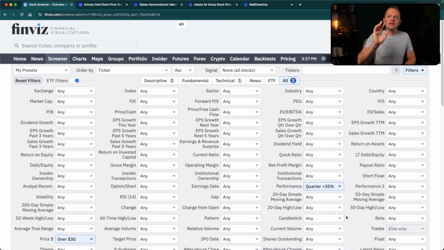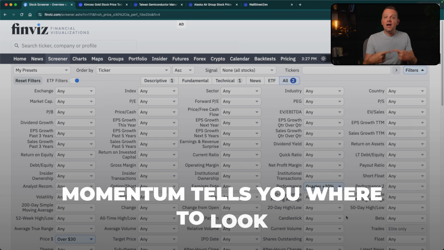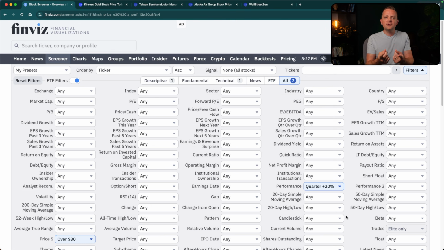Now, I will say a lot of people might tell you that makes the stock expensive or you've missed the move. They're usually wrong, because a stock that is up 20% in a quarter almost always has something real driving that growth. This could be earnings beats, new contracts, industry tailwinds, something. But here's the key though. The momentum behind that stock will tell you where to look. It doesn't exactly tell you what to buy.